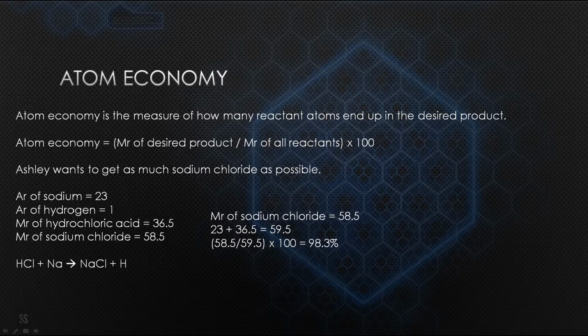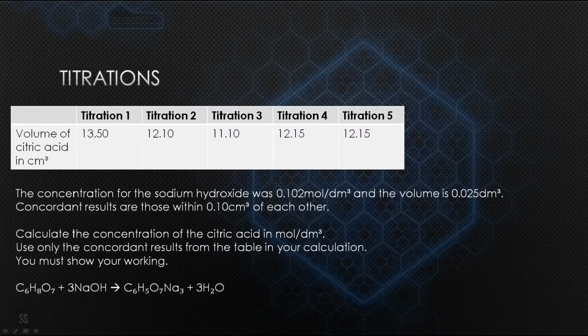As we can see, the formula mass of sodium chloride is 58.5, and the sum of the reactants' formula masses is 59.5. So what we want to do is divide 58.5 by 59.5 and then times the answer by 100. In this example, the resulting atom economy is 98.3%. This means that 98.3% of the atoms in the reactants end up in the desired product, meaning the reaction is very efficient.